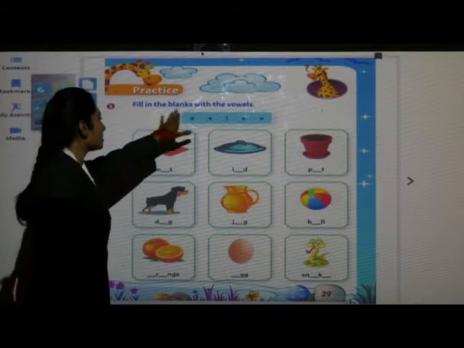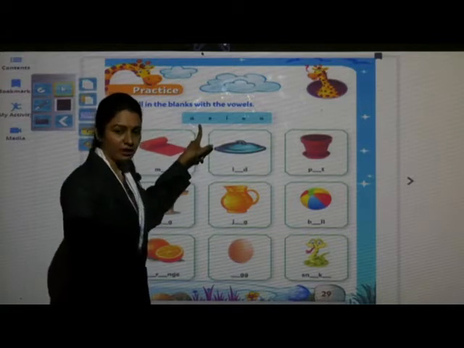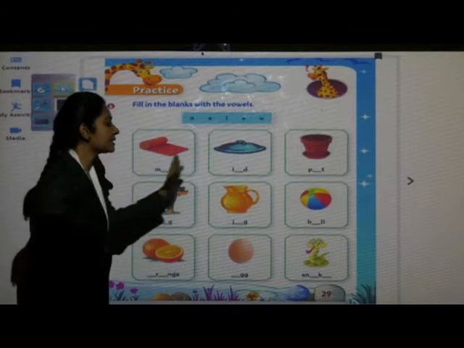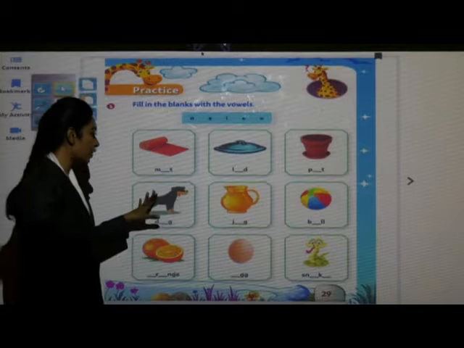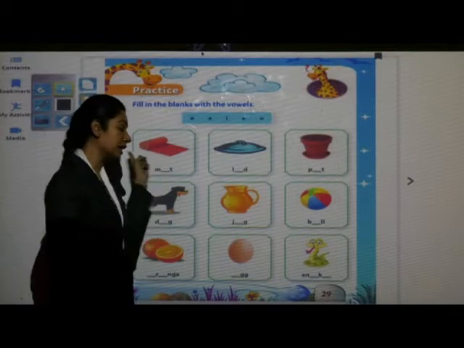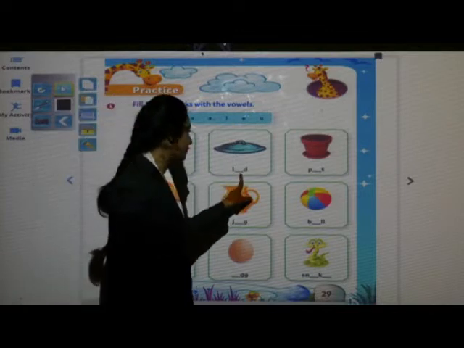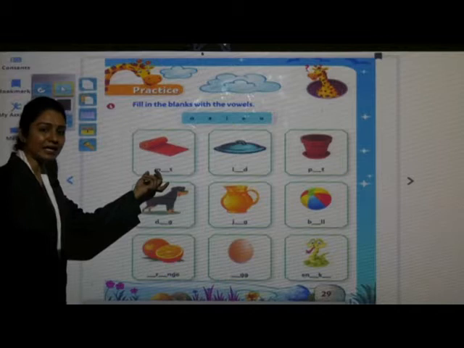Fill in the blanks with the vowels. Here can you see these vowels? Here we have one helping box. In that, vowels are there and these are the words which are not complete. So what we have done in the previous session, हमने यहाँ पे क्या किया था? We filled this blank space and we completed that word.